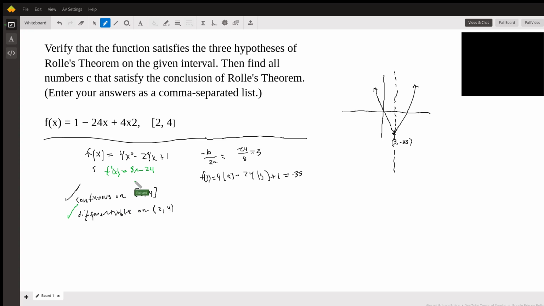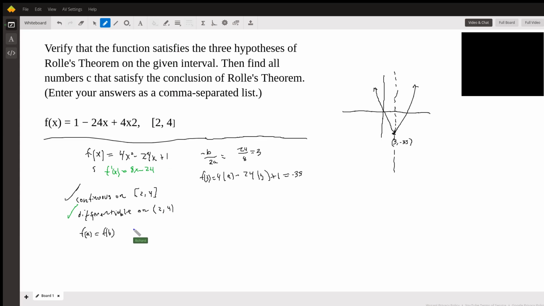And now we are able to say that, if f of a is equal to f of b, so I need that third one. F of a equals f of b. So let's do that.